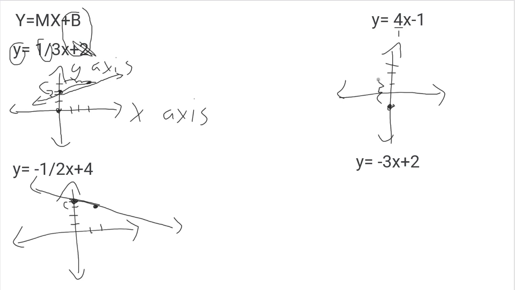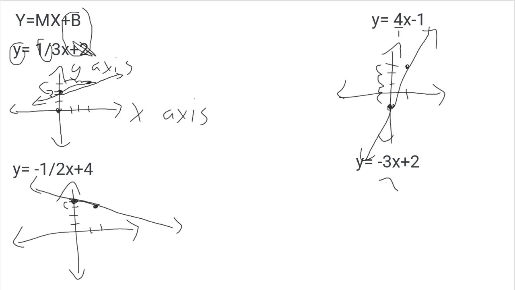1, 2, 3, 4. So count the origin when you're counting. So up 4, to the right, 1. There's my second dot. And then I draw a line through it with arrows.